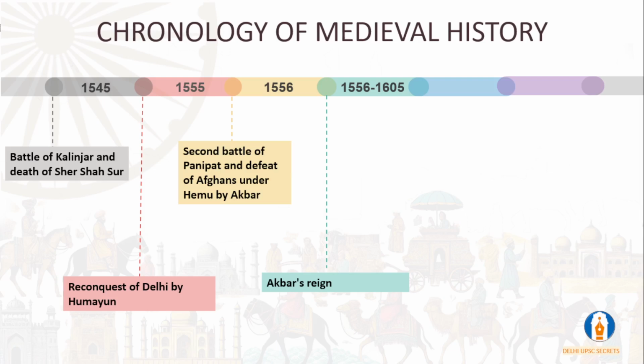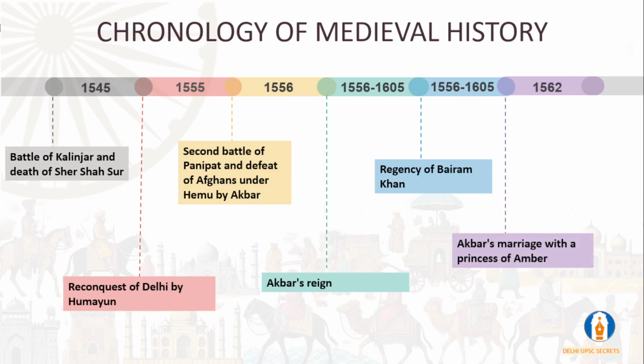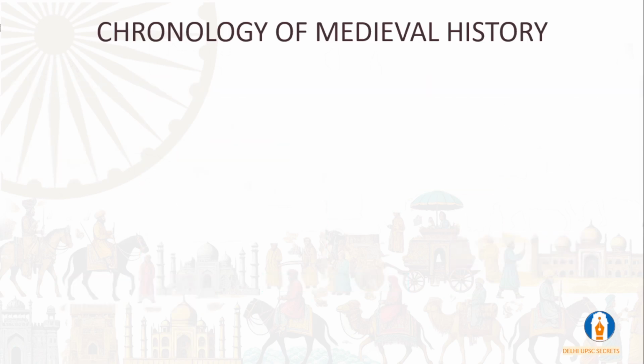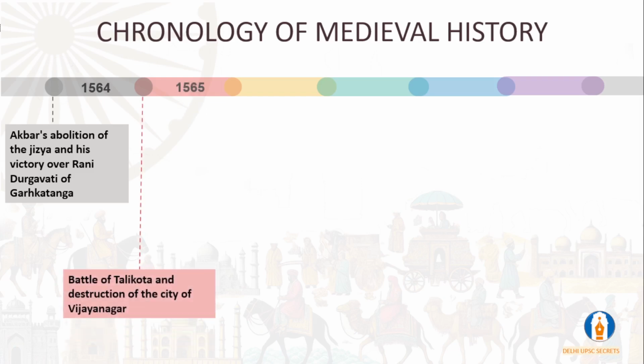1556 to 1605 is the reign of Akbar. Akbar's reign is marked with a huge lot of changes in the political and economic sphere of the region. 1556 to 1560, in the same period, the regency of Bairam Khan also happens. 1562, Akbar's marriage happens with the princess of Amber. So in Akbar's reign, there were huge changes. Akbar abolished the religious tax, jizya, and his victory over Rani Durgavati happens in this particular period.